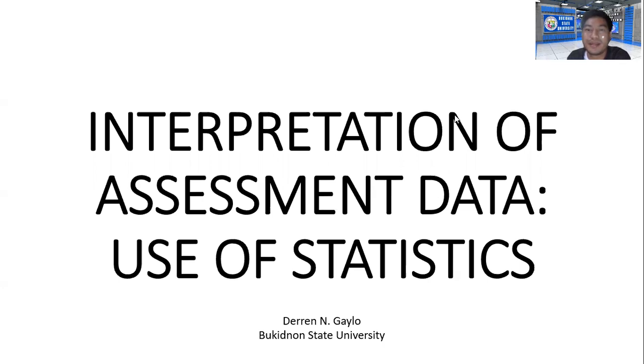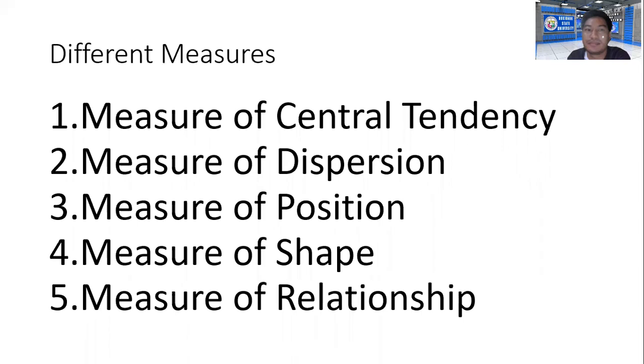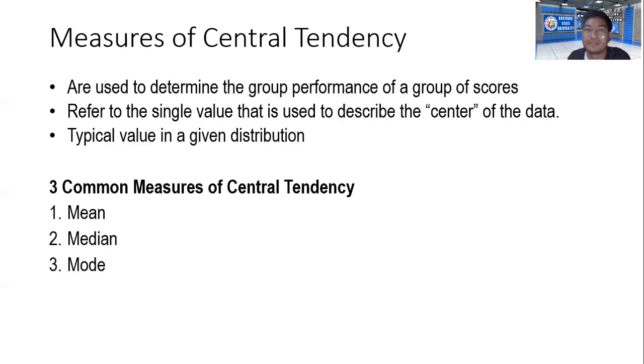Hello, everyone. Our topic for today is about interpretation of assessment data with the use of statistics. There are different measures usually used in interpreting data. We can make use of the measure of central tendency. We could also make use of the measure of dispersion or the measure of position. We also have the measure of shape or the measure of relationship.